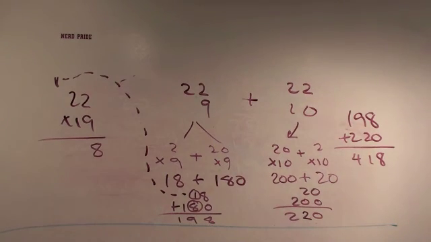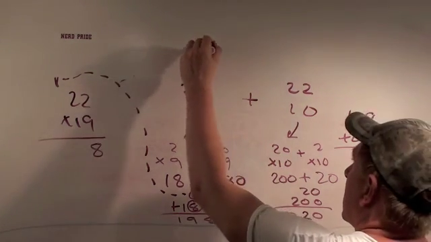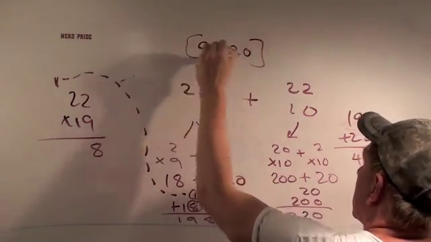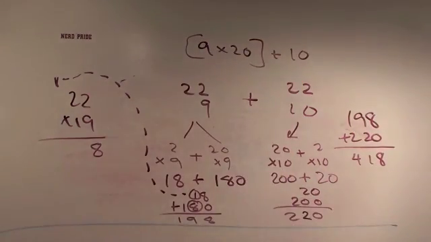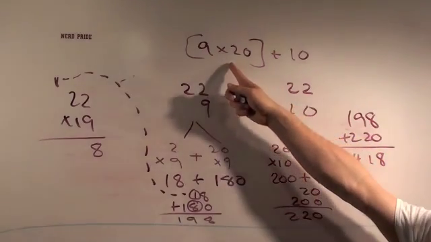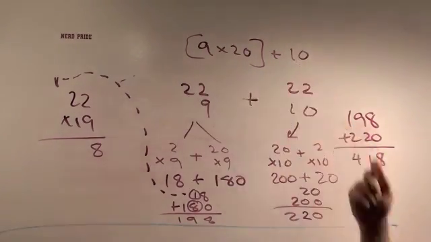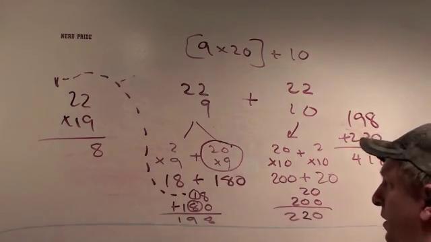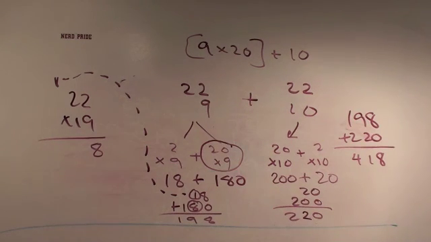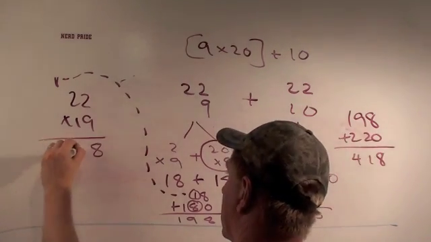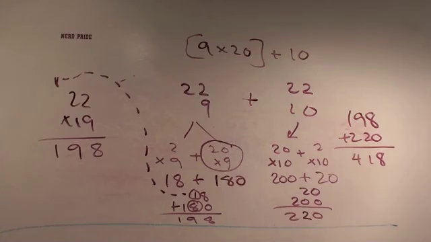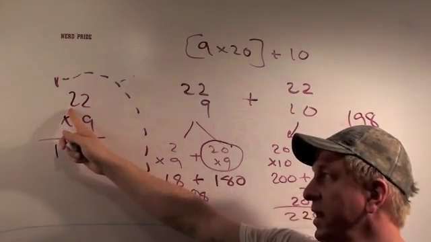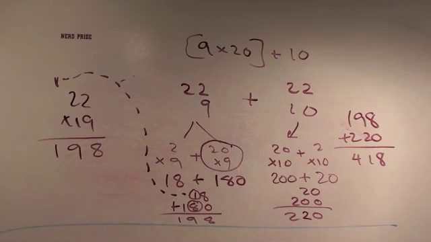No, it's 9 times 20 plus 10. So it's not 9 times 30. It's 9 times 20. Do the 9 times 20 first, and then add the 10. Because, see, 9 times 20 is 190. Okay? And you see how we got 198 here? Yeah, but we put the 8 over there. 198. Because 9 times 20 is 190 plus 10. 198.